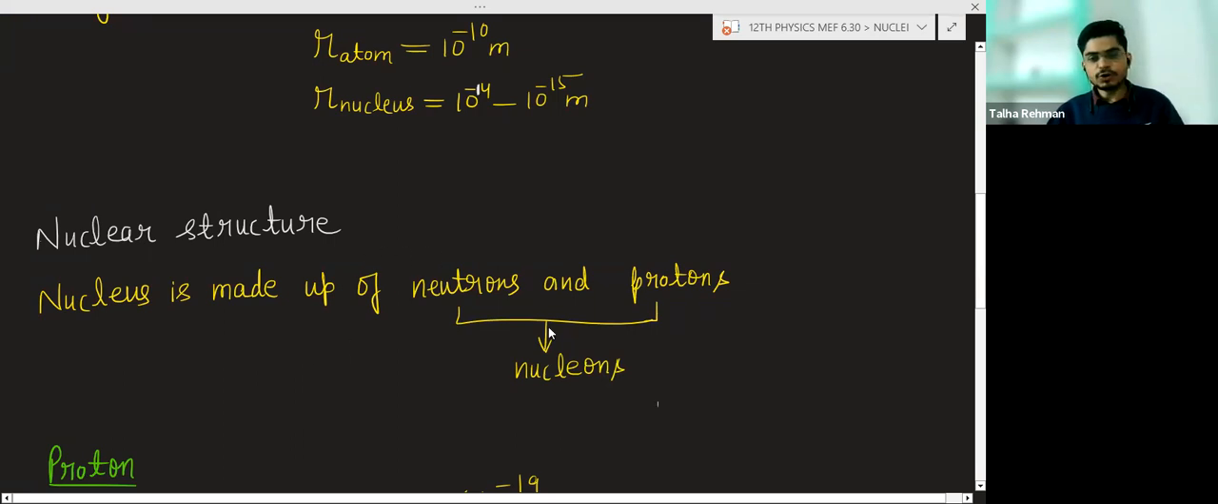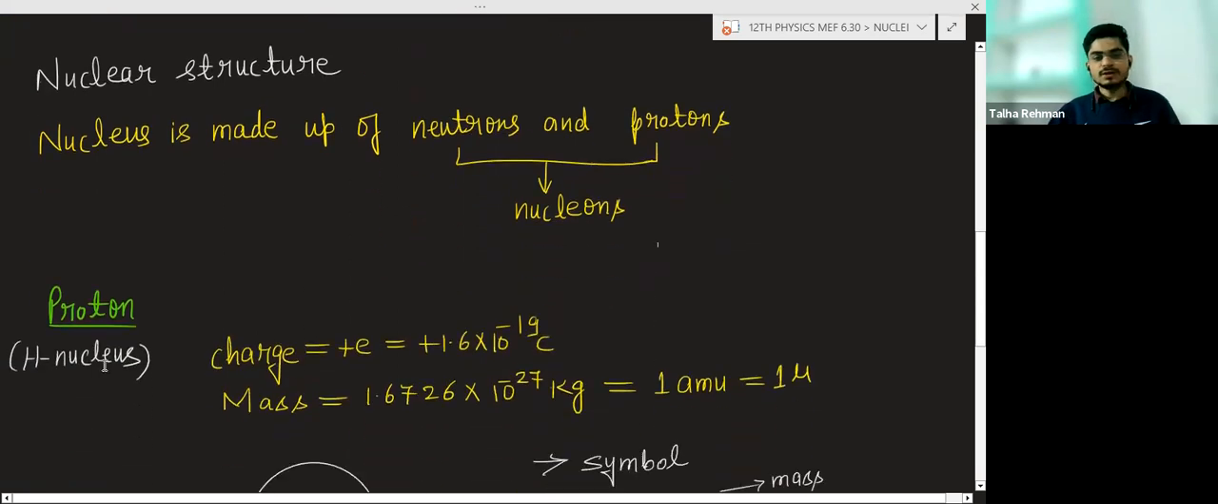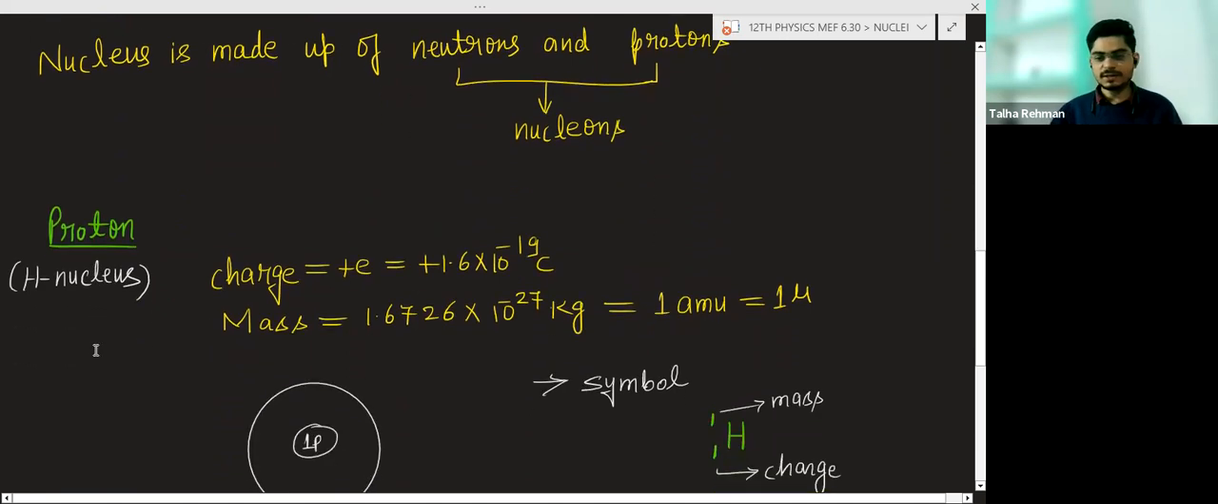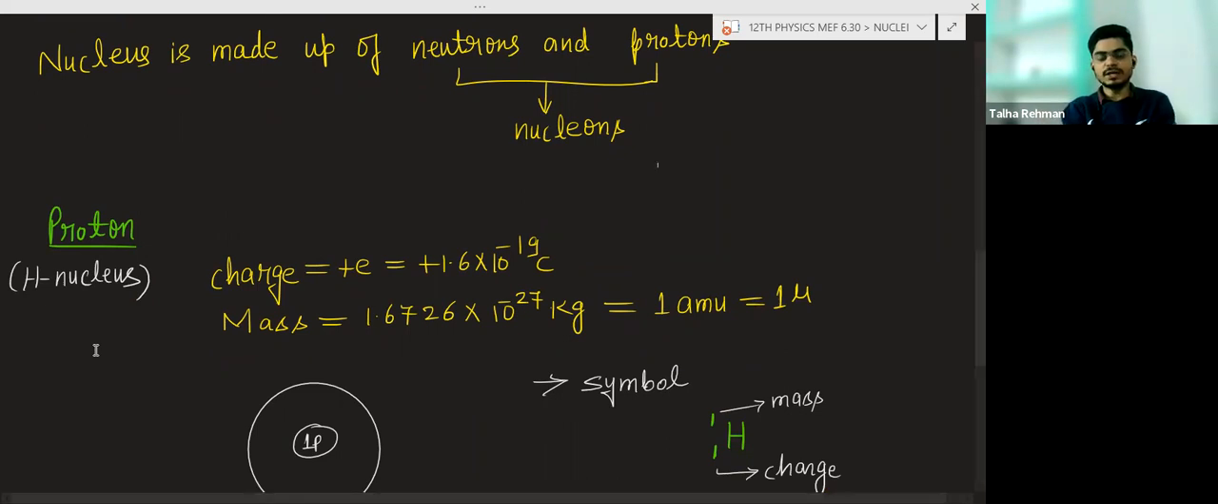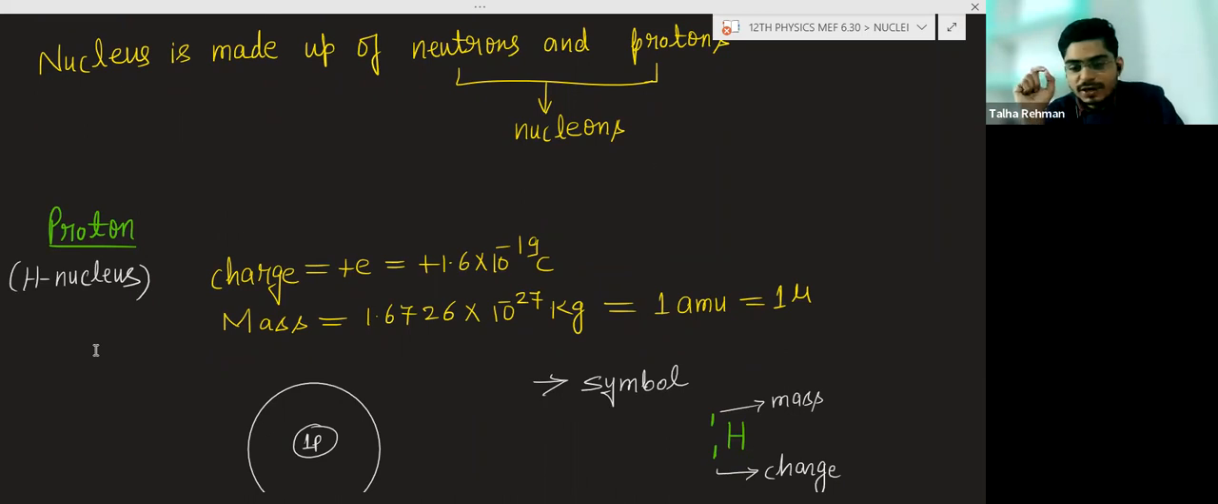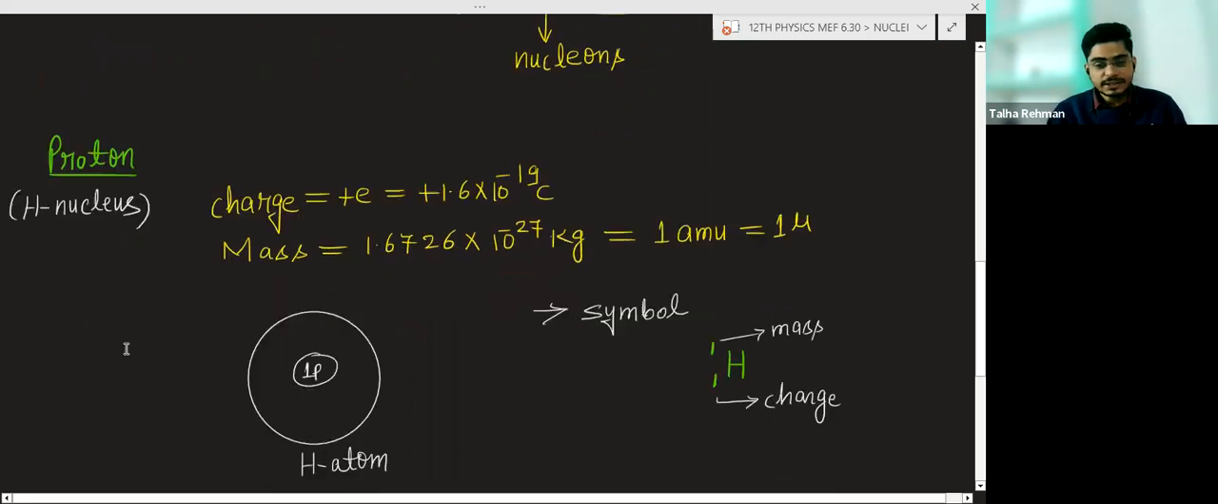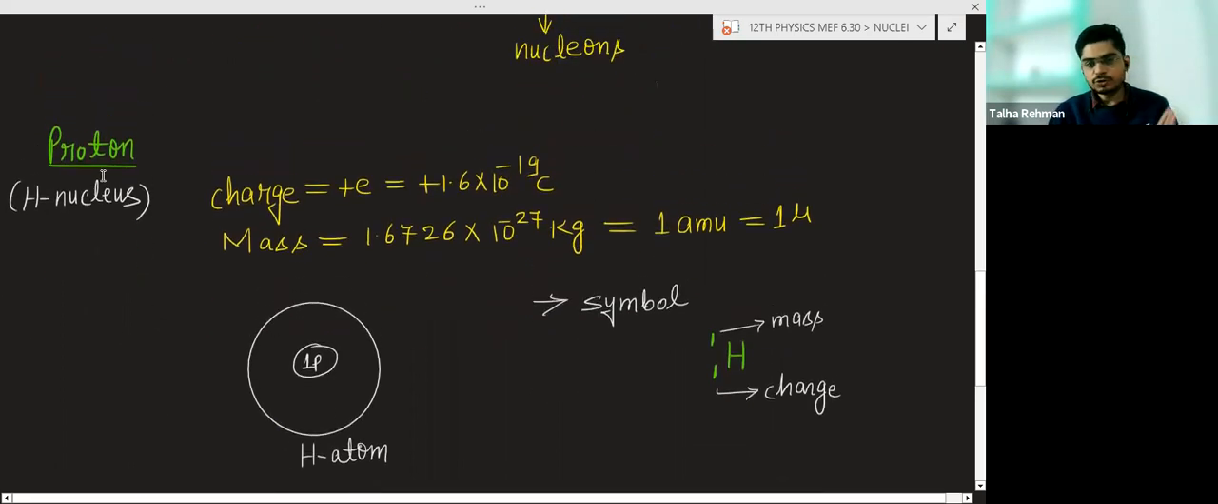Now, what is a proton? A proton is basically a hydrogen nucleus. Why a hydrogen nucleus? Because in the hydrogen nucleus there is only one proton, since the atomic number of hydrogen is one. So remember, in the nucleus of hydrogen there will be only one proton. So sometimes we represent a proton with the hydrogen nucleus.